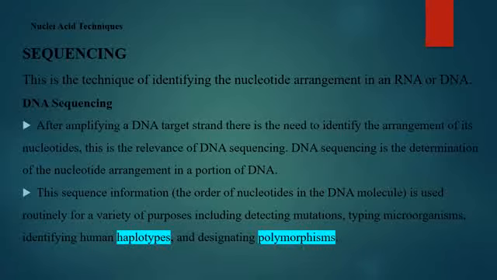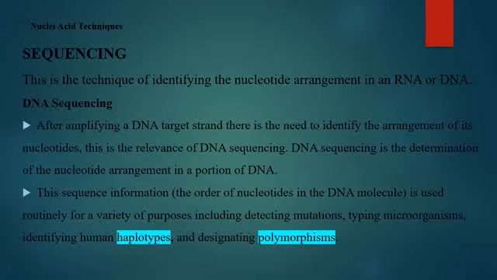If it were a live person, I'd ask you what a haplotype is. So just find out what haplotypes are. And then designating polymorphism. Now find out what polymorphism is. That's why I've highlighted these ones. So check on what they are.